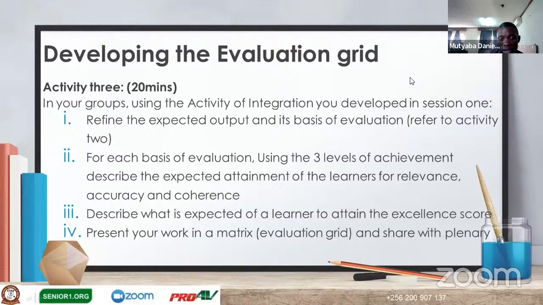For each basis of evaluation, use three levels of achievement. Describe the expected attainment of the learners for relevancy, accuracy, coherency, and describe what is expected of the learners to attain excellence. Present your findings. Let me request that we do this activity together in the interest of time. Is it okay? Or should I give you a few minutes and you do it?